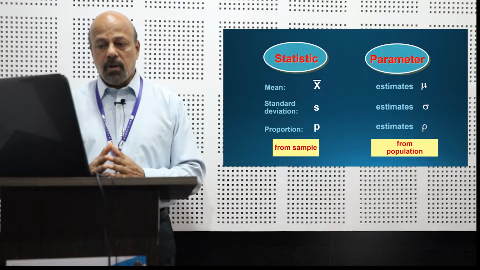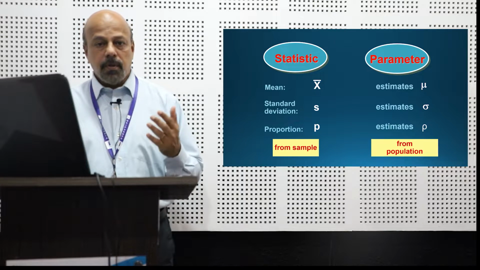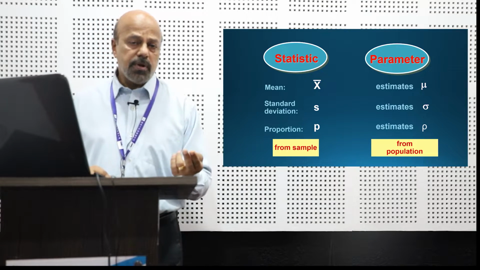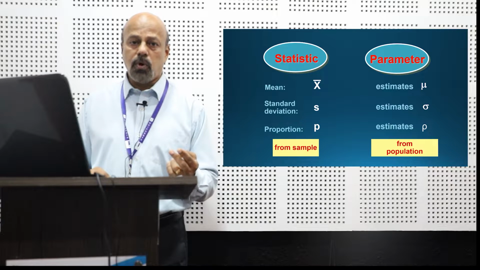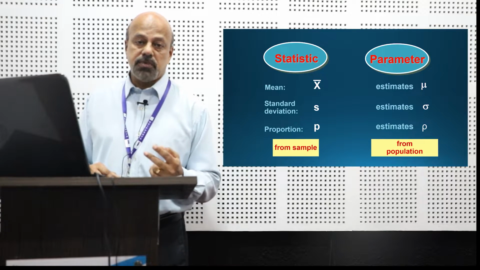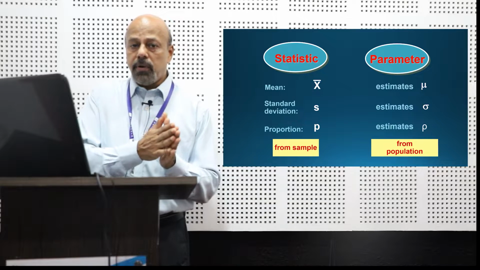I'll give an example of how we are going to do the estimation of parameters. In estimation of parameter, there are two methods. One is called point estimation, and the other one is interval estimation. How does point estimation differ from interval estimation?